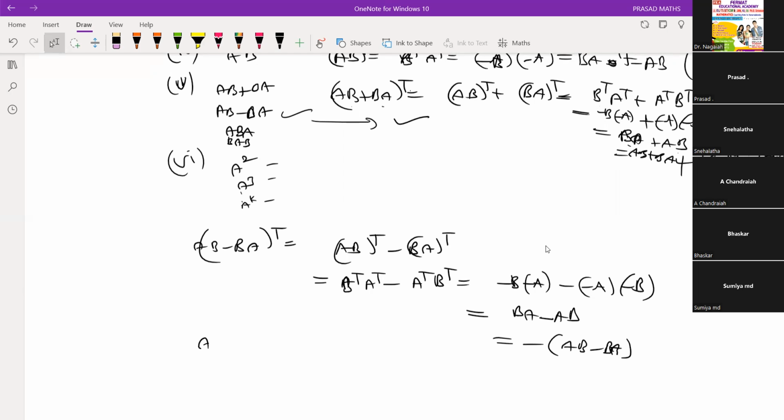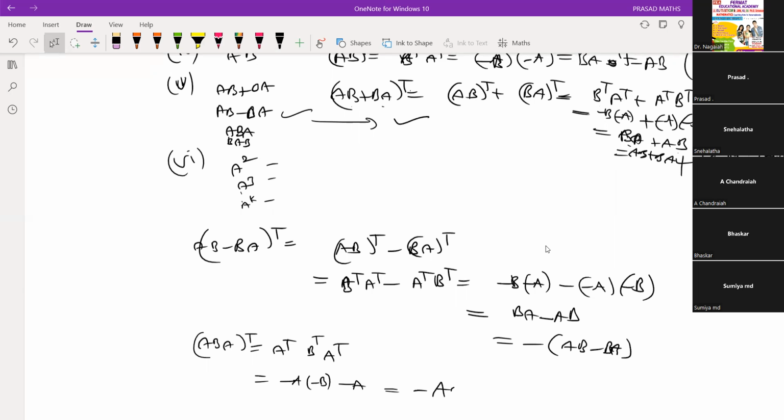What is ABA? ABA whole transpose is equal to A transpose B transpose A transpose. A is skew symmetric, so A transpose is minus A. B is symmetric, so B transpose is B. This is nothing but minus ABA. Therefore, what you are getting? Minus, minus, minus. Three times.